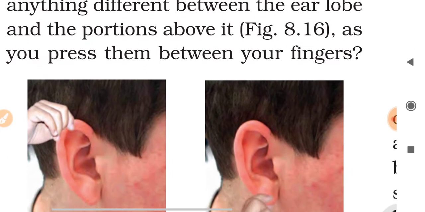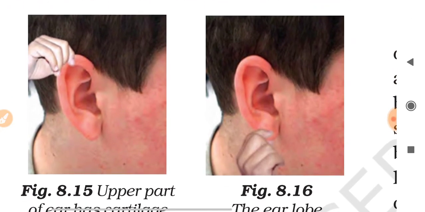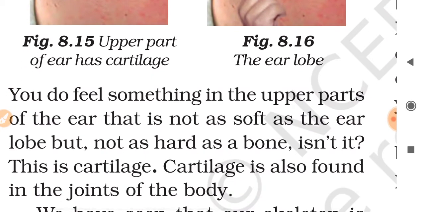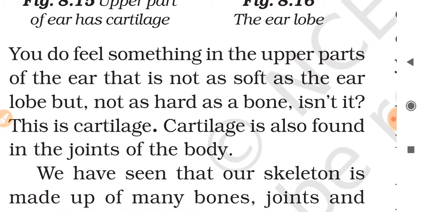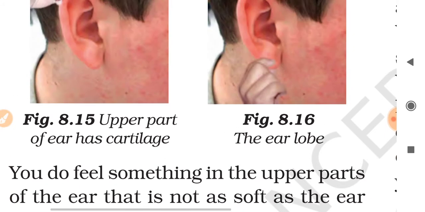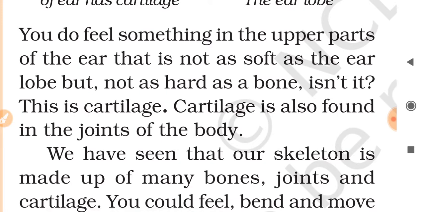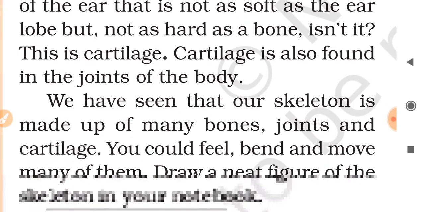As you press them between your fingers, if you press the earlobe and the upper part of the ear, you do feel something in the upper part of the ear that is not as soft as the earlobe but not as hard as a bone, isn't it? This is cartilage. So the upper part of the ear has cartilage. Cartilage is also found in the joints of the body.